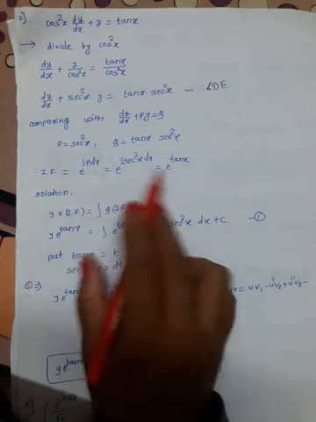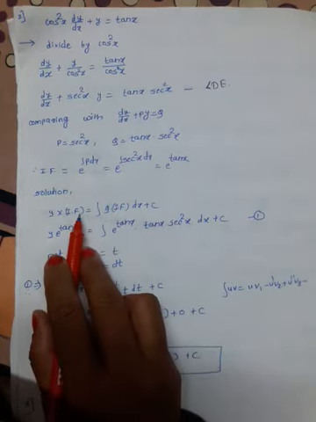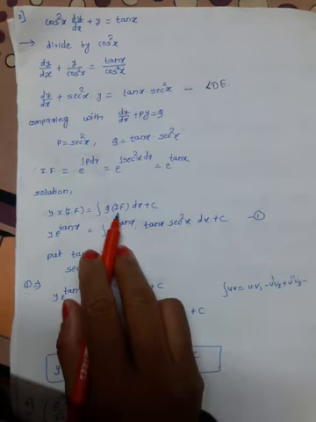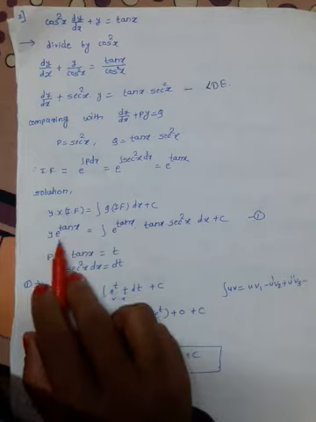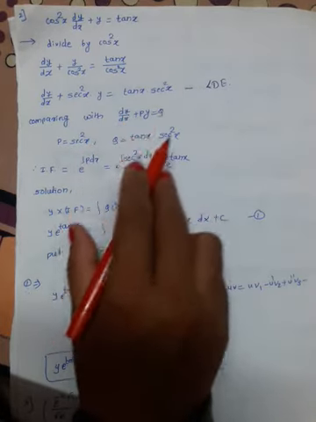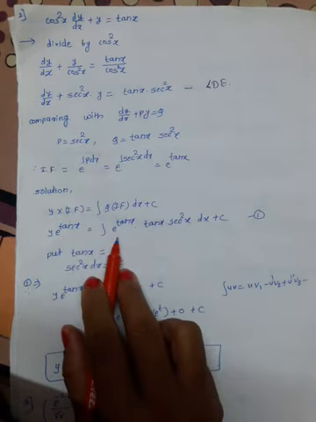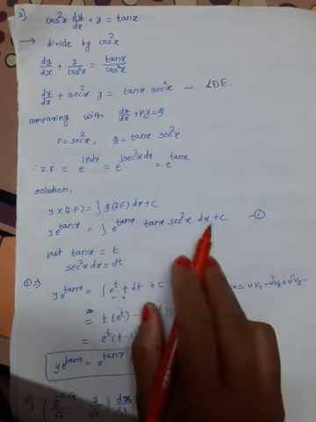Now the integrating factor is e raised to tan x. Now the solution formula is: y into integrating factor is equal to integration of q into integrating factor dx plus c. Now put the values here. y into integrating factor e raised to tan x is equal to integration of q, which is tan x sec square x, into the integrating factor e raised to tan x, dx plus c.